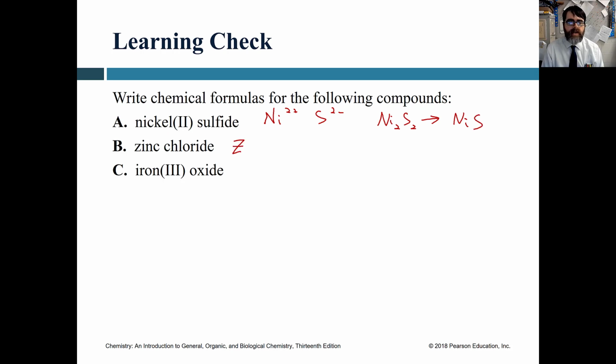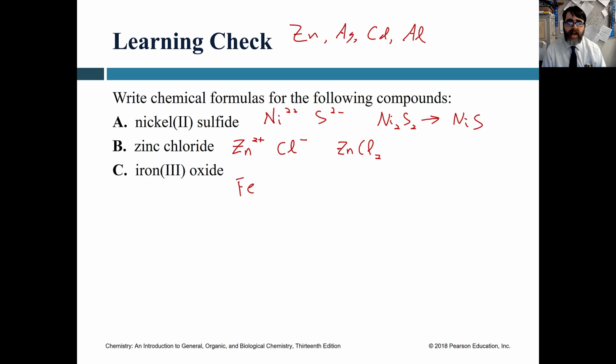Zinc chloride, notice they didn't give us a charge here, and that's because zinc is one of those few that doesn't need a Roman numeral. So zinc is always a 2 plus charge. Unfortunately, that's just something that you're going to have to know for the zinc, silver, cadmium, and aluminum, although feel free to have them on your note card. Anyway, ZnCl2 then is how that one comes out to be.